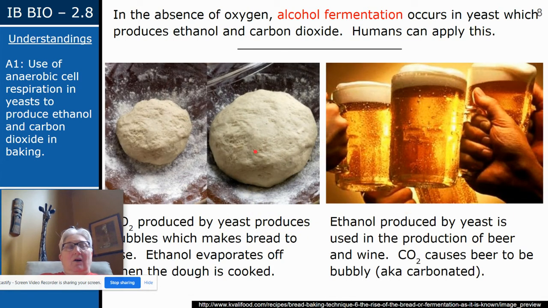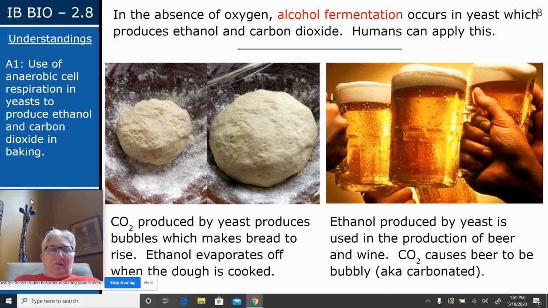Where do we use this alcohol fermentation? Well, not only in the making of alcohol for brewing beer or things like that, but in the making of bread, yogurt. There's a lot of different uses for alcohol fermentation. So take a look at that.